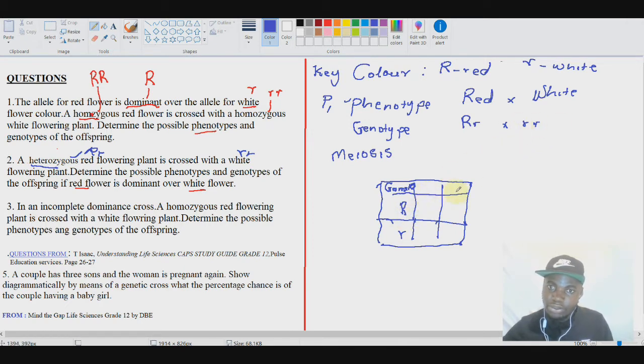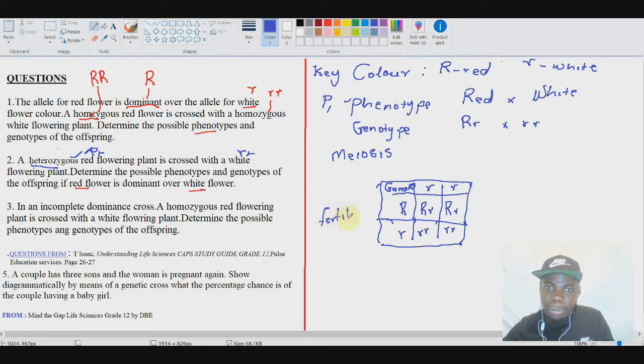So now I put this one separate, okay? So R, okay? Now I do the crossing. R times R, I get big R and small r. R times R, I get big R and small r. R times R, I get small r, and R times A, I get small r. And then this process where the gametes unite is the process of fertilization.